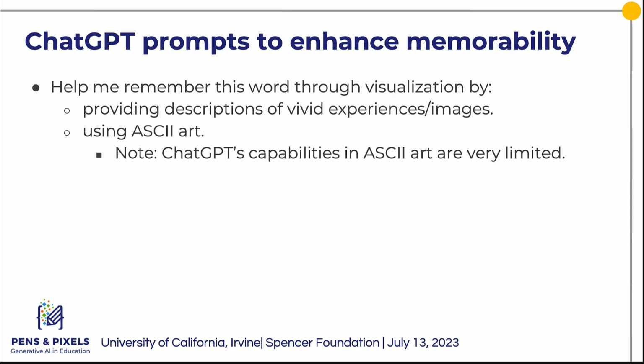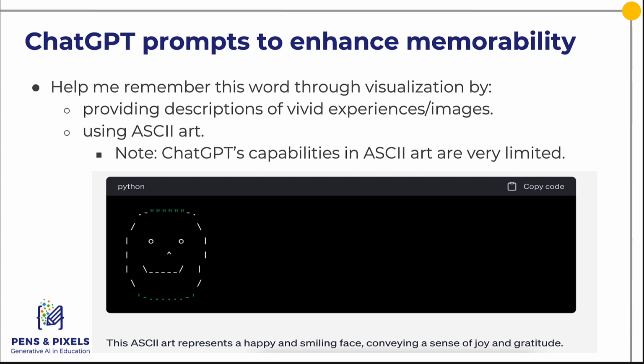In addition, for learners who prefer to visualize words, they can ask ChatGPT to describe vivid images for them, or to present the word with a picture using ASCII art. Here's, for example, what it provided for the word gratitude, a smiling face, an indication of gratitude. However, ChatGPT's capabilities in ASCII art are very limited.